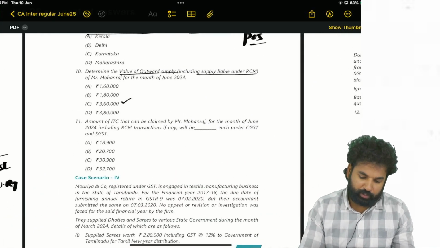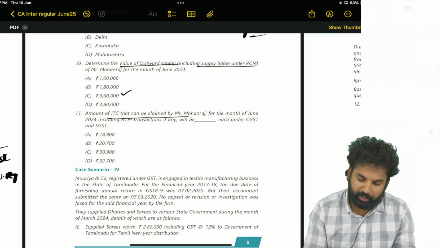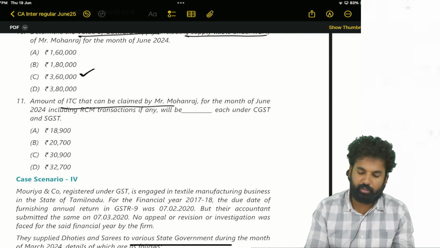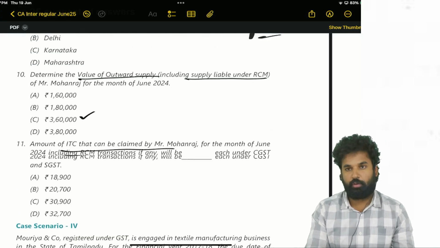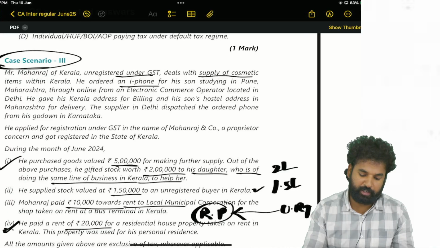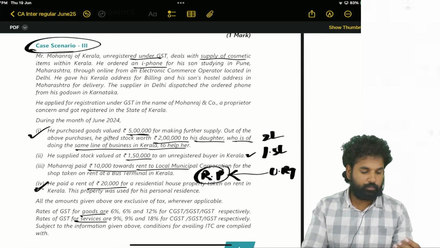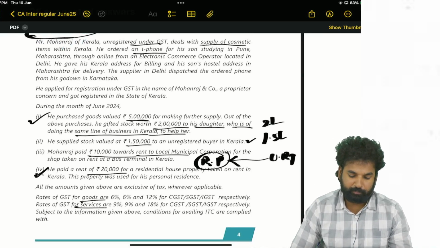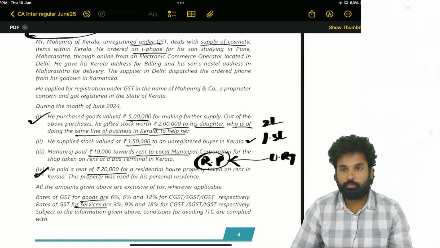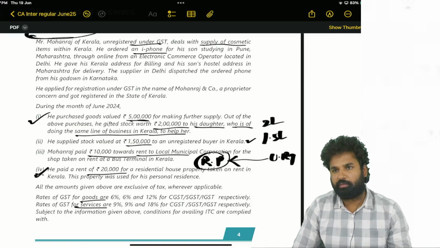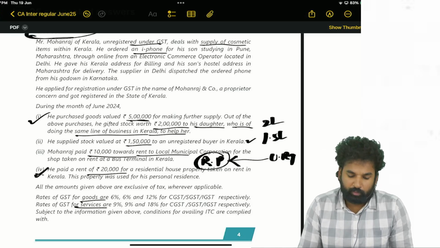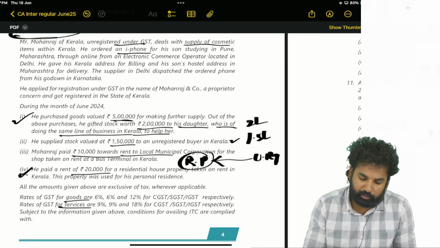Right. Next, amount of ITC that can be claimed by Mohan Raj for the month of June, including RCM transactions, if any, will be dashed. How much input tax credit can he claim? What is that? On 5 lakhs he can claim goods. 3 lakhs only he can claim, 5 lakhs. 3 lakhs. Why? On 5 lakhs he cannot claim, you are telling. Okay, next.